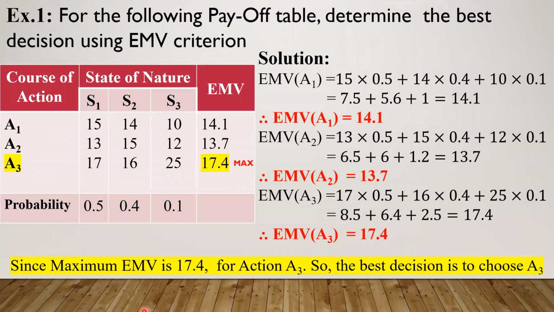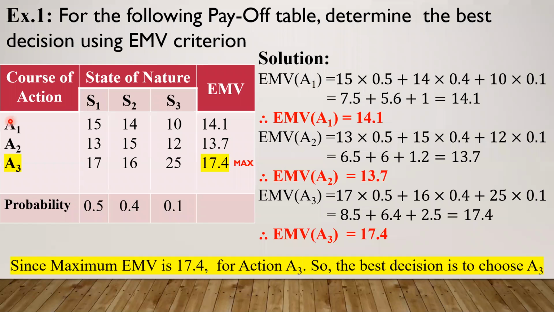So this much of the problem is being given to you. You have to use the EMV criterion to find out what is the best decision. Let us see how I have calculated the EMV. So EMV हमको तीनों course of action के लिए निकालना है. First of all, we will calculate EMV of A1. So I have written here EMV of A1. How is it calculated? It is the sum of the products of payoffs and their probabilities.